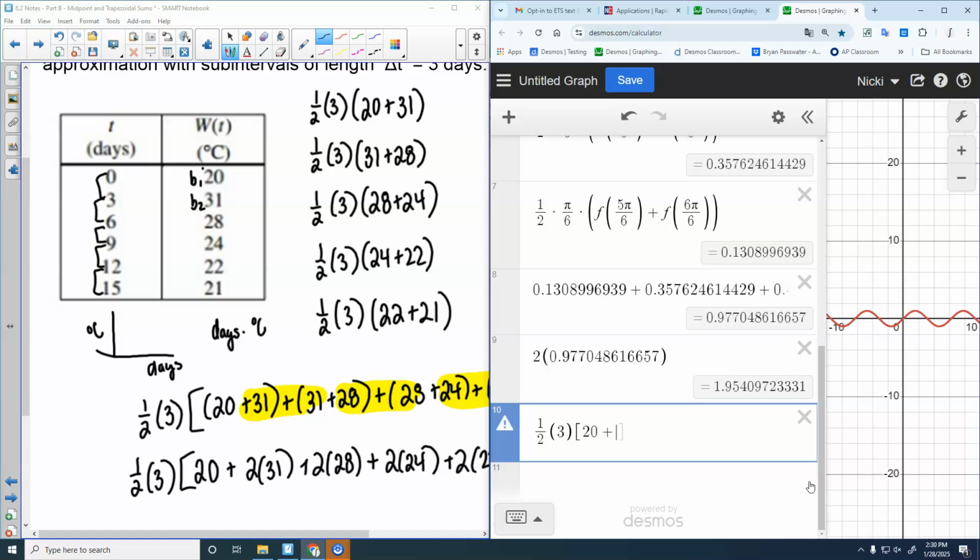So 20 plus 2 times 31 plus 2 times 28 plus 2 times 24 plus 2 times 22 plus 21. I don't think it likes brackets. Let me get rid of the bracket. Let's do parentheses instead. There. So I'm getting 376.5.